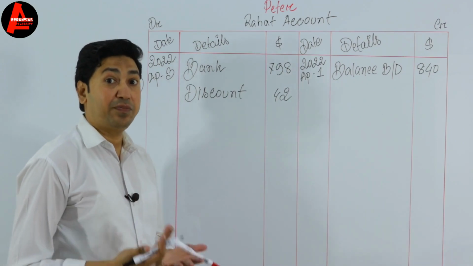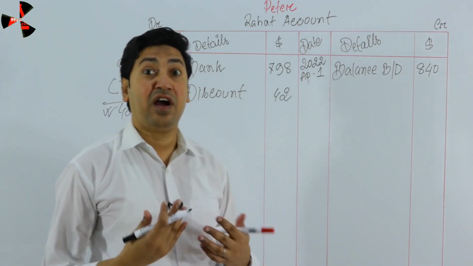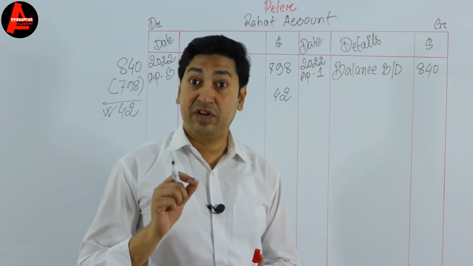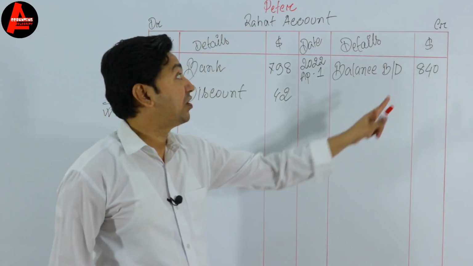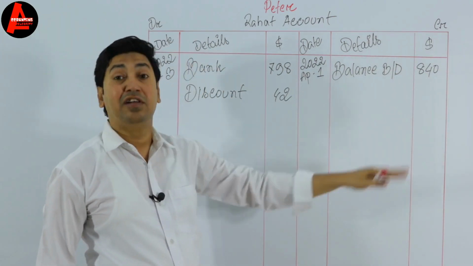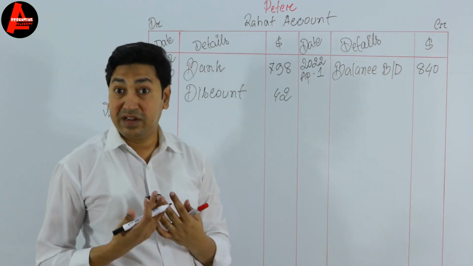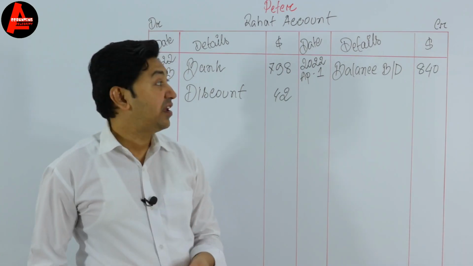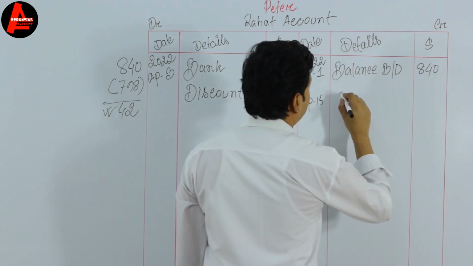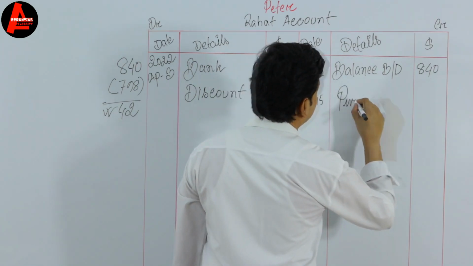Generalizations. So here purchase is to be debited and Rahat account is to be credited. Rahat account is credited, so we will go to the credit side and write purchase. Let us write the date first, April 15. We will write here purchase.